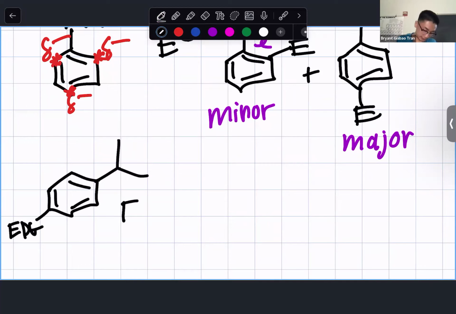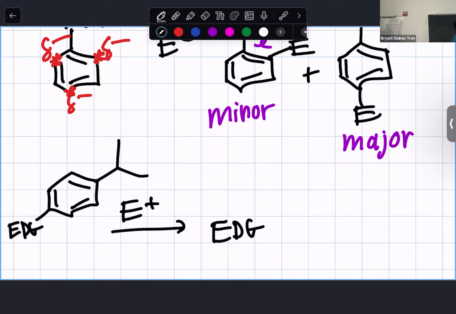And then you had some kind of electrophile, right? There's only one spot where it could go, which is the ortho position, because the para carbon relative to the EDG is already blocked off by another group. We can't add another group at that para position. It can only go either here or here, right?